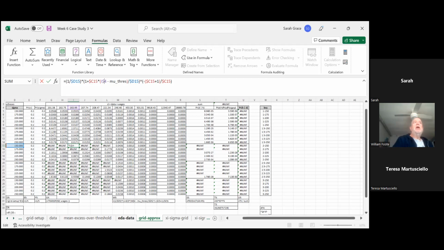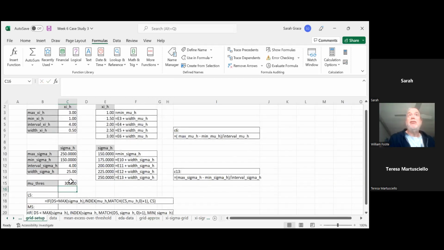use 50, 100, and 200. You can change the rules of the engagement.